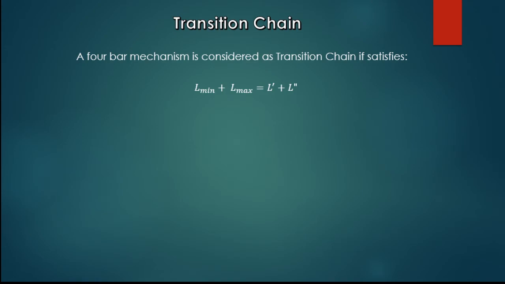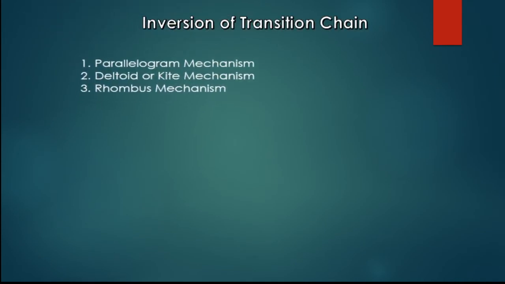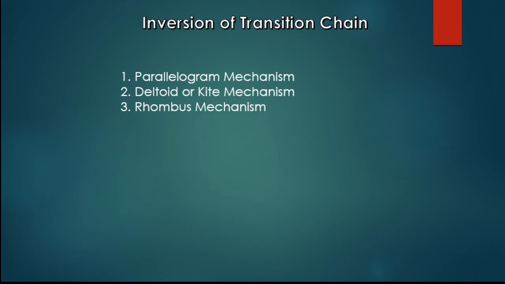L prime and L double prime are the two remaining links. A transition chain is similar to a Grashof chain, except that in some configurations all links become collinear. This particular form is known as the uncertainty configuration. Examples of a transition chain are the parallelogram mechanism, the deltoid or kite mechanism, and the rhombus mechanism.